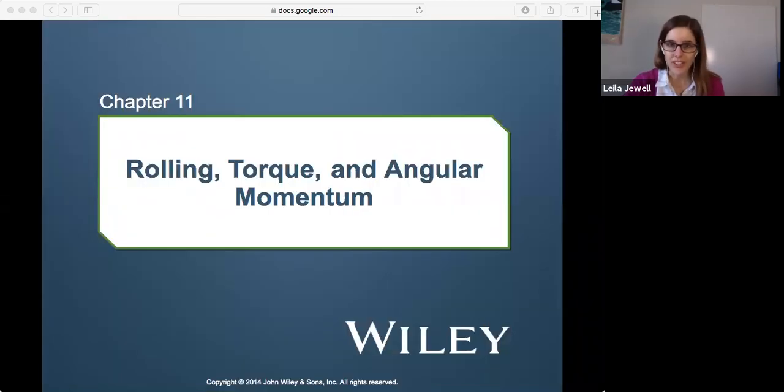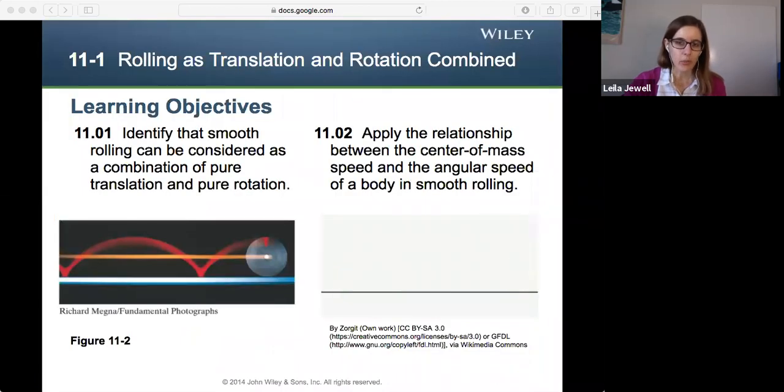Right, so chapter 11 is in many ways an expansion of chapter 10. We're going to see some similar ideas. The main new one will be angular momentum. So we're finally getting to that, which is quite a relief. But first, we're going to take a look at rolling. And the big idea here is actually what's in the title. So in section 11.1, rolling as translation and rotation combined.